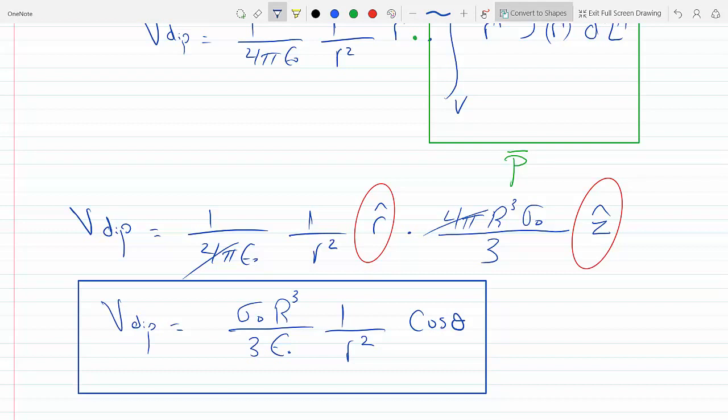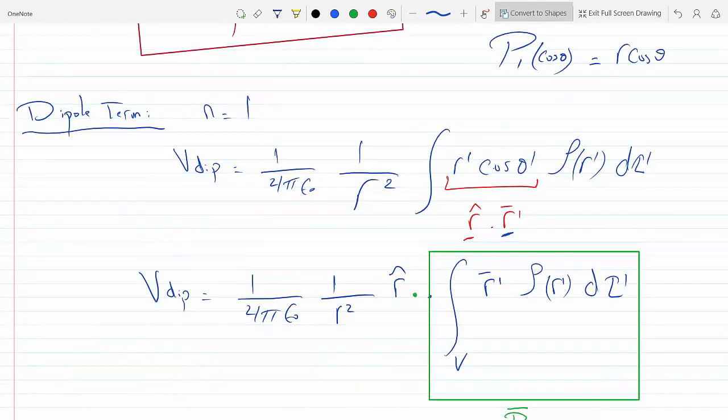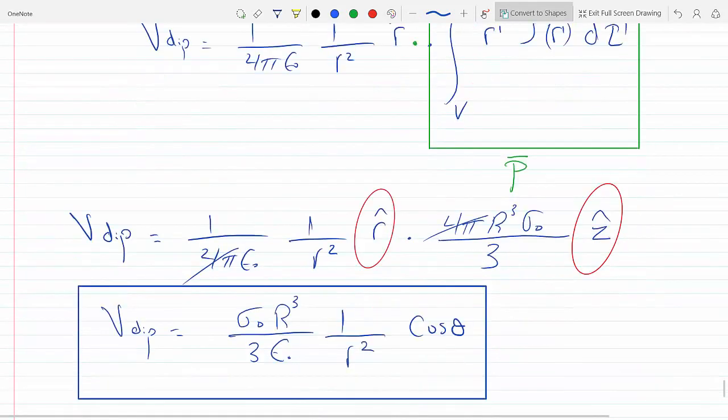We can continue on and find the higher ones using the general form of the potential. But the question said you could stop with the first leading non-zero term. The monopole was 0, the dipole was non-zero, so he just wants you to go up to the dipole term. The remaining terms should be similar: you just take n equals 2 and move on to the quadrupole potential term.